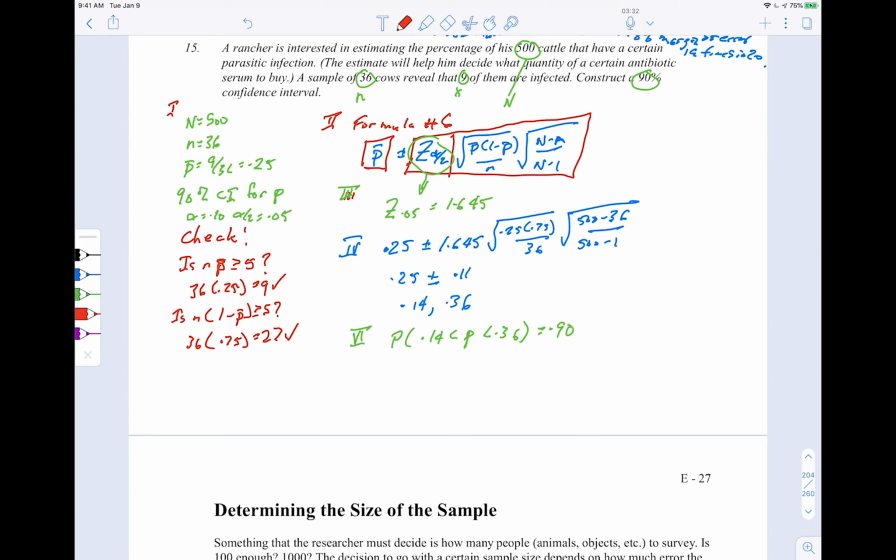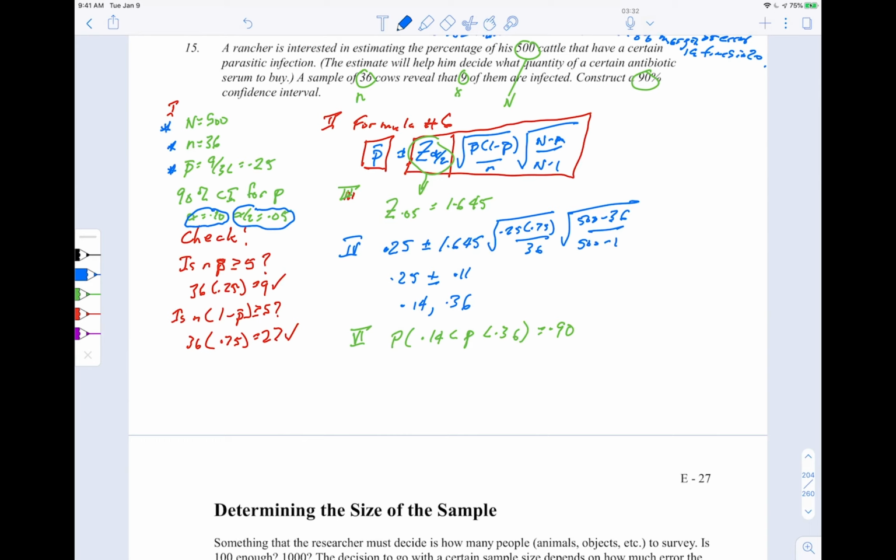So I've got that all written over here. Let me just change colors here. Here's your big N of 500, little n of 36. 9 over 36 is 0.25. A 90% confidence interval means your alpha is 10%, and alpha over 2 would be 5%.